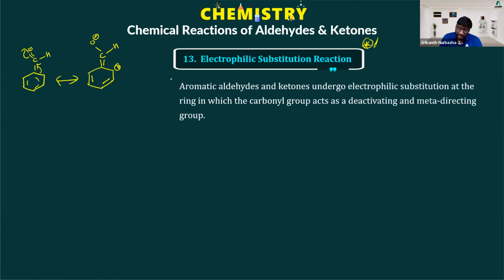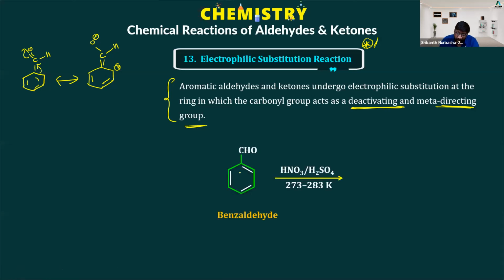Aromatic aldehydes and ketones undergo electrophilic substitution at the ring, in which the carbonyl group acts as a deactivating and meta-directing group. So electrophilic substitution occurs at the meta position. If you take benzaldehyde and do the nitration, you will get meta-nitrobenzaldehyde.